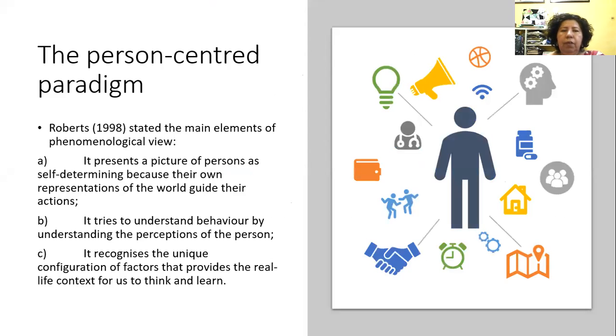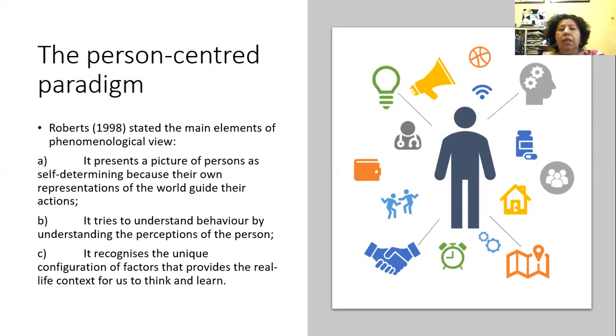In the other theory, the person-centered paradigm, Roberts in 1998 states that the main elements of the phenomenological view present a picture of persons as self-determining because their own representation of the world guides their actions. It tries to understand behavior by understanding the perception of the person, and it recognizes the unique configuration of factors that provide the real-life context for us to think and learn.